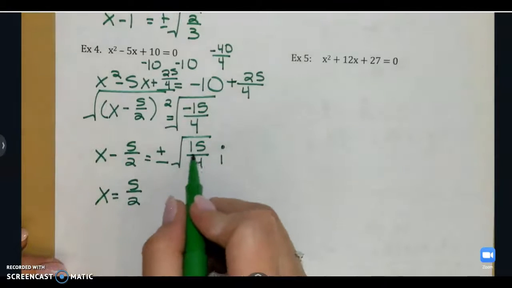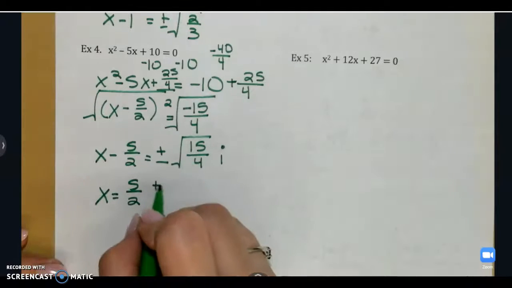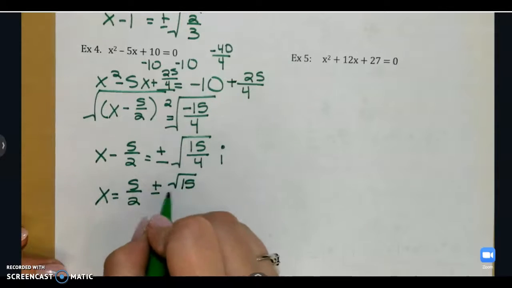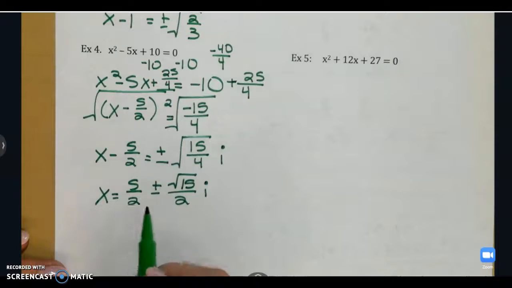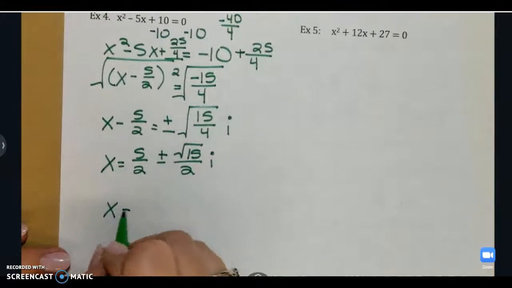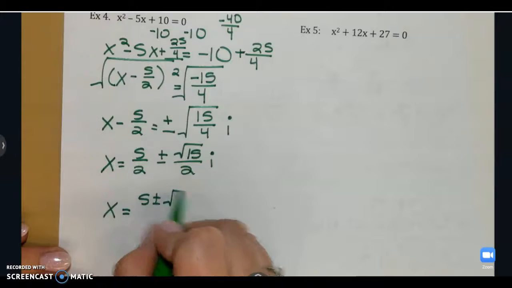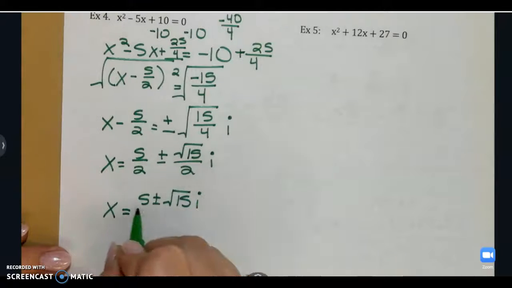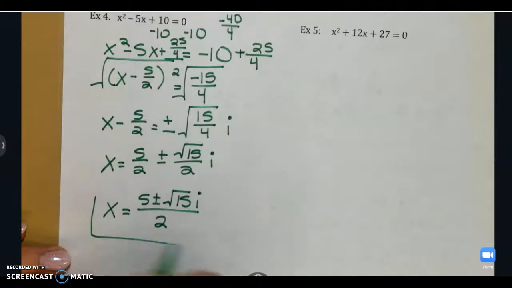Now I have square root of 4, right? So I can take that out because that's a perfect square. So that's square root of 15 over 2 times i. And these terms have a common denominator, so the last thing I can do is rewrite this as a single fraction. So 5 plus or minus square root of 15 times i over 2.